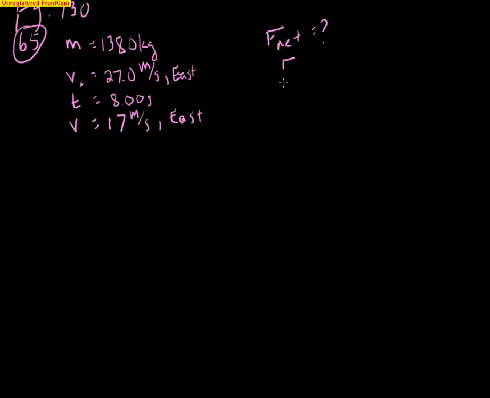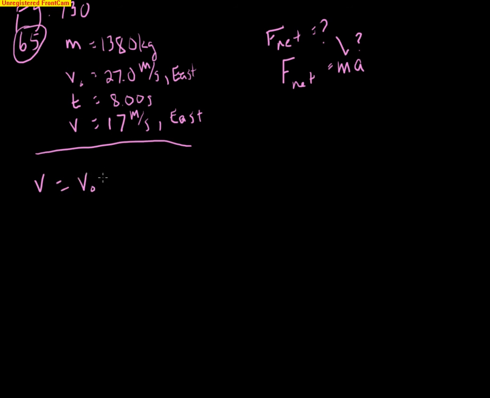Alright, so how do we link force with all this stuff? Well, we know that the net force equals mass times acceleration, and we know acceleration can be linked with all this stuff, the change in velocity over time. So we know the mass, check, but we don't know the acceleration. We have to find that out. So using this stuff, do we have a kinematics equation that has A and these things in it with nothing else? We do.